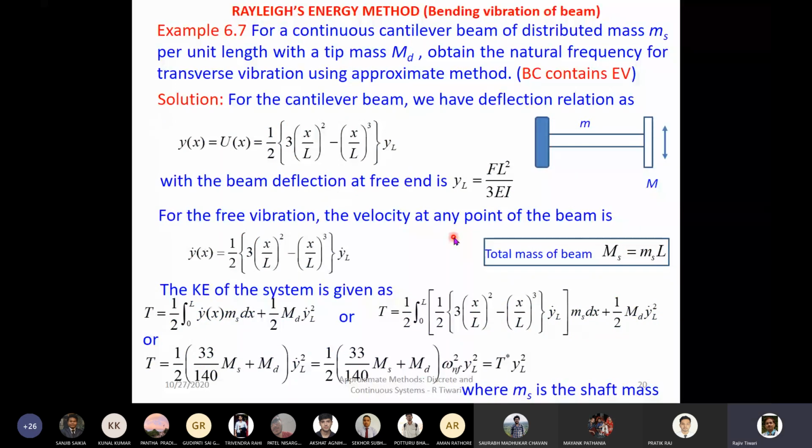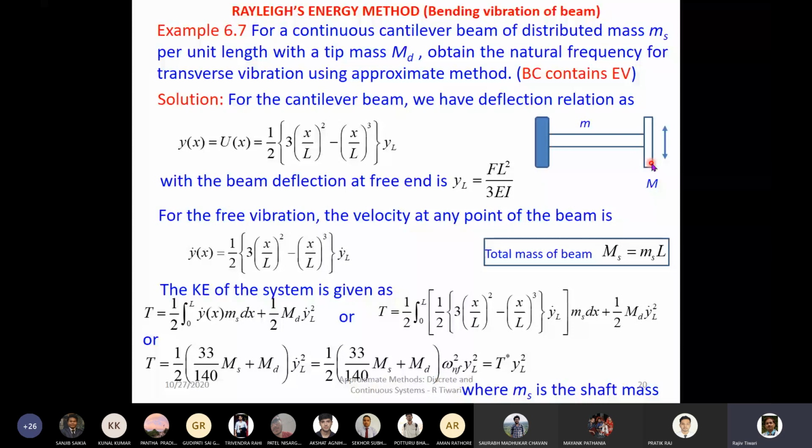So for bending a beam, this is the rigid support. The beam is there, and the beam is having one mass here. In the continuous system, we have seen that for the bending beam case, we solved the cantilever case or the free-free case.